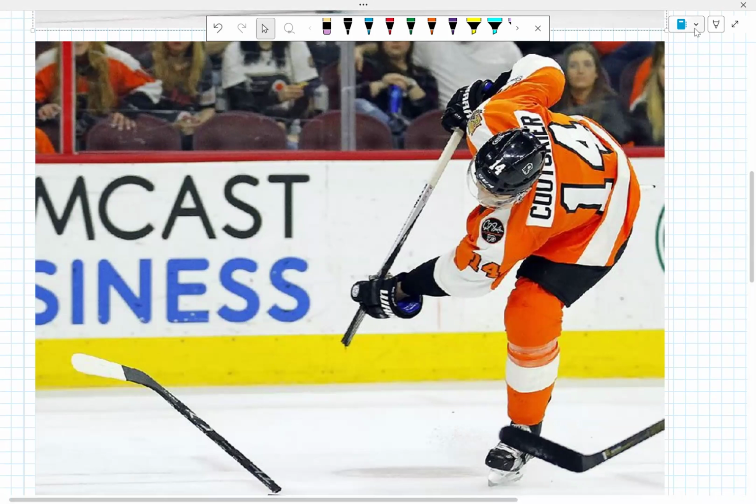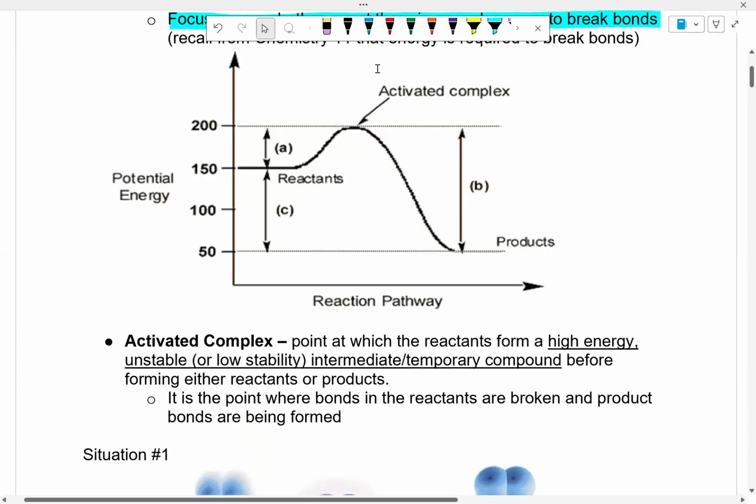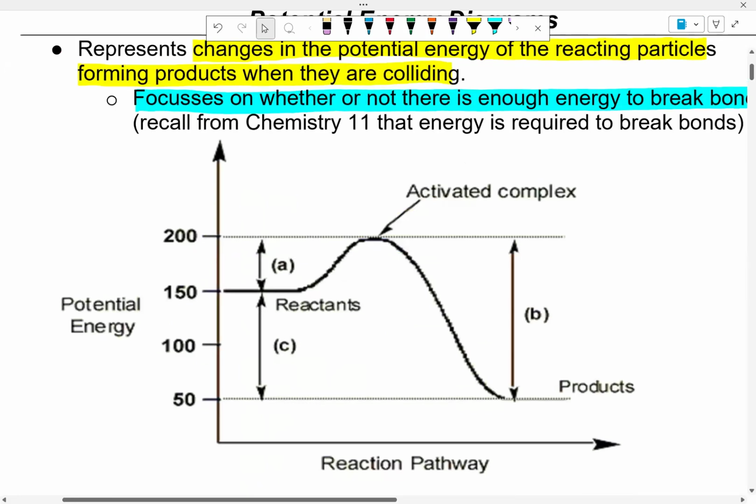Now, with potential energy diagrams, you will notice that the axes are slightly different than what you have for kinetic energy diagrams. On the y-axis, you have potential energy. On the x-axis, you have the reaction pathway. So you have reactants, you have products.